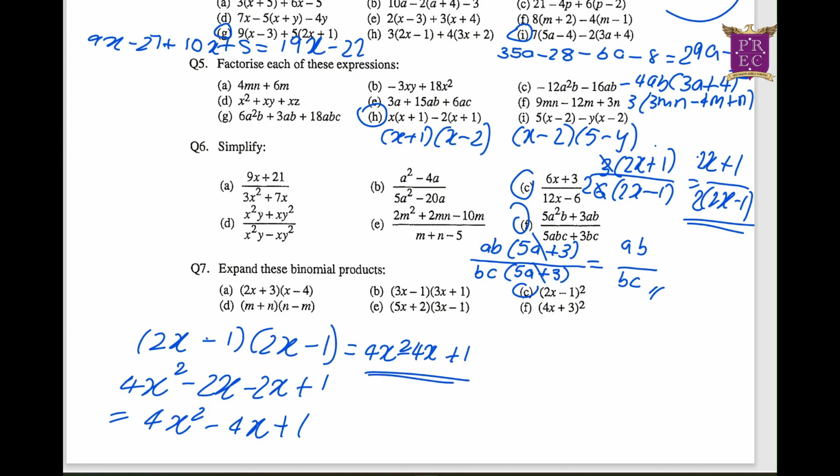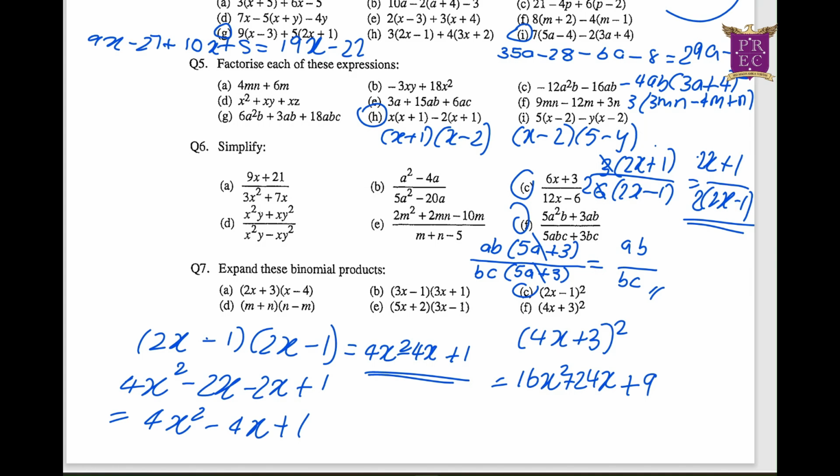Alright, let's try that method for this one. 4x plus 3 squared. So we have a look at the first term, which is 4x, and we square it. By squaring it, we get 16x squared. Now we look at the term over here, and we square it as well. When we square 3, we get 9. Now what we do is we multiply this term and this term. 4x times 3 gives us 12x, and then we multiply it by 2, which gives us 24x. And that's the answer.